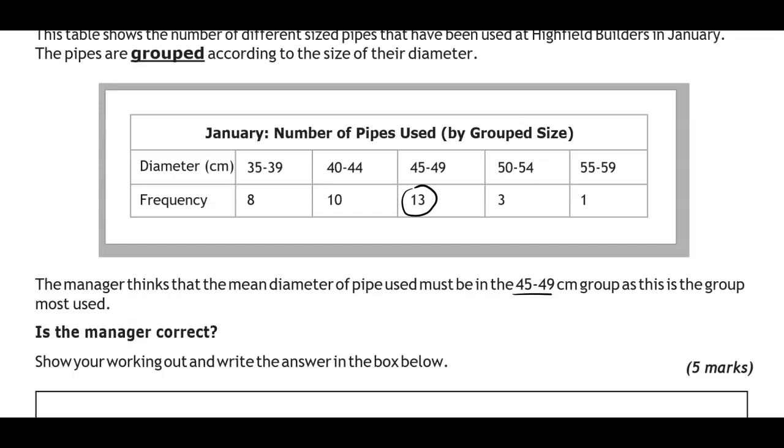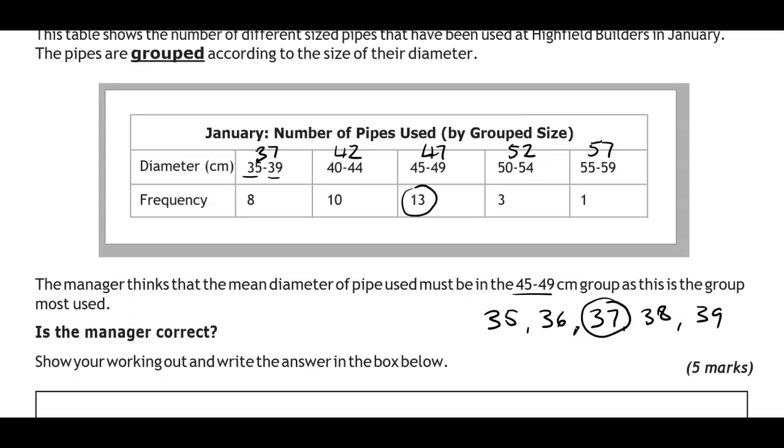But to work out the mean in this case, we need to find the mid values. So between 35 and 39, we've got 35, 36, 37, 38, and 39. What's the middle value? That is 37. Between 40 and 44, it's 42. Between 45 and 49 is 47. Between 50 and 54 is 52. Between 55 and 59 is 57.